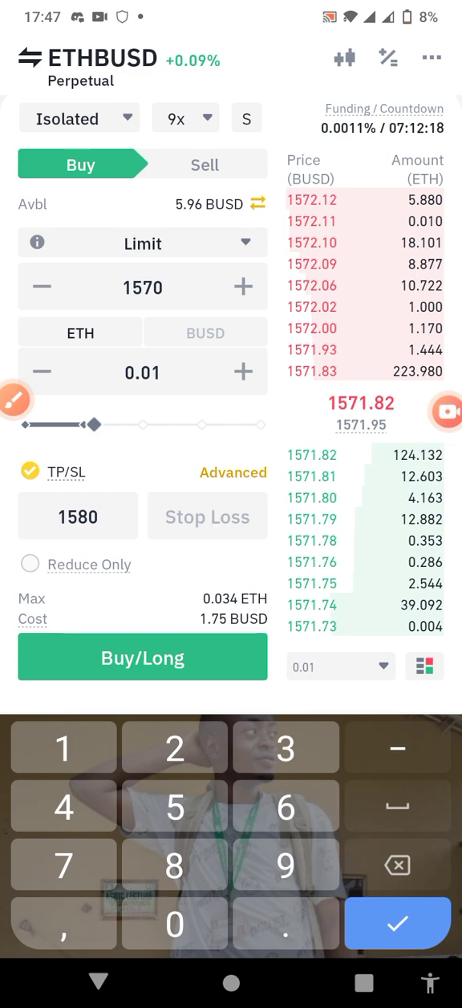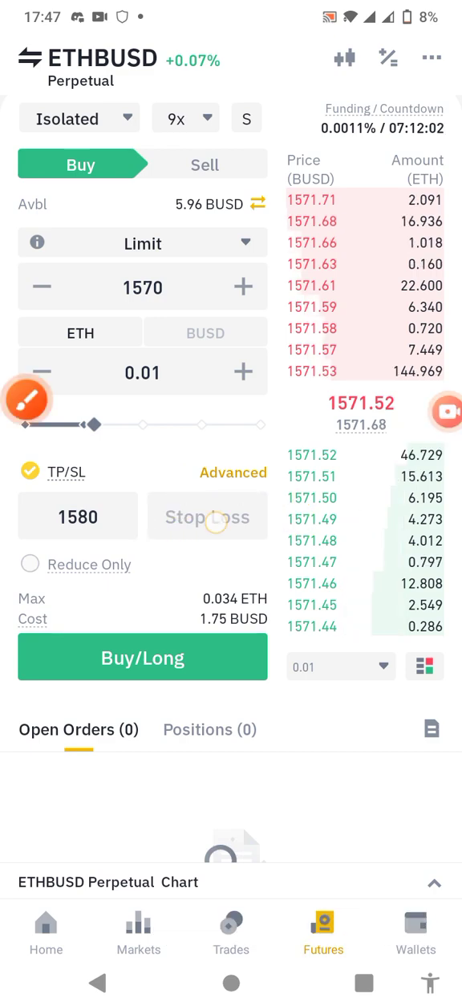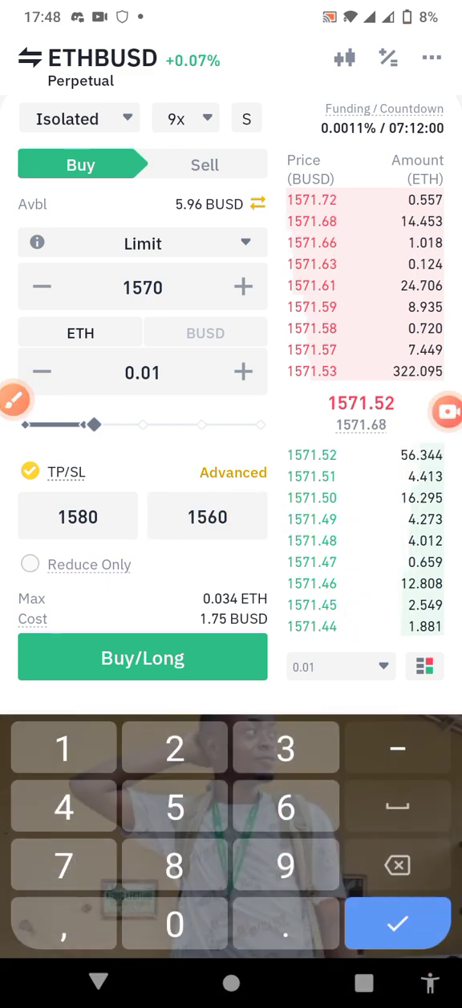Let's say I did an analysis that Ethereum can either go to 1580 or dump to 1560. So if Ethereum dumps to 1560, I will quickly cut down my loss, and this cutting down of your loss is what we call stop loss. So I'll put 1560 as my stop loss.